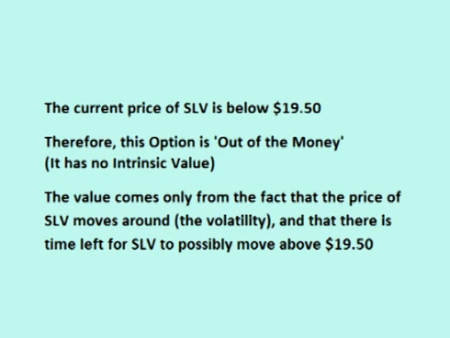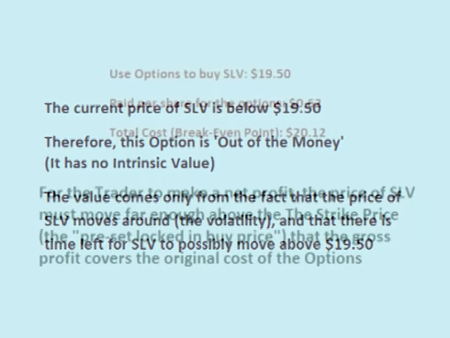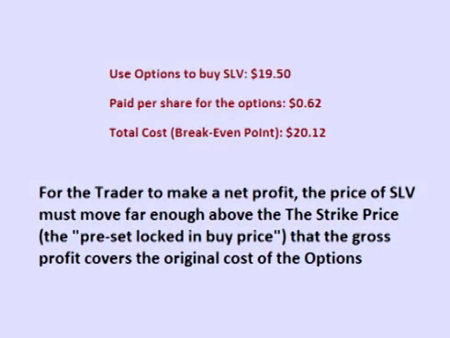The value comes only from the fact that the price of SLV moves, in other words, the volatility, and that there is time for SLV to possibly move to above $19.50. If the price of SLV moves above $19.50, this option begins to have intrinsic value. However, if the trader chooses to buy this contract, for the trade to be profitable, the price of SLV has to move to $20.12 or above to cover the cost of buying the option contract.